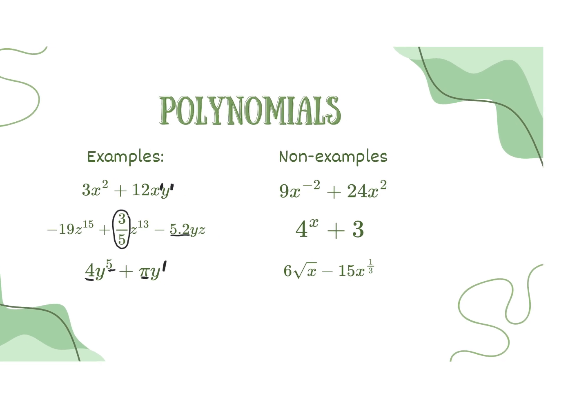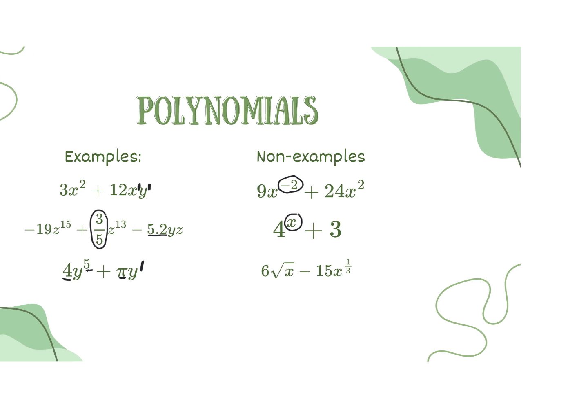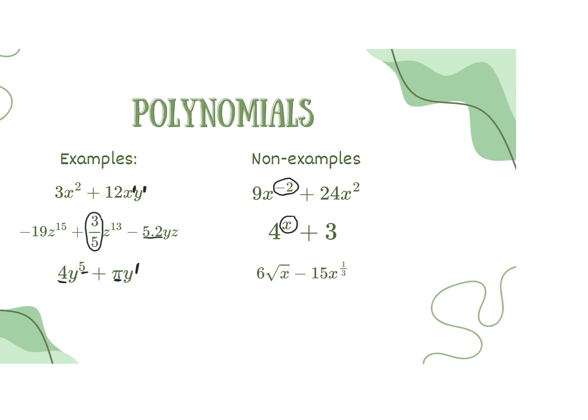Some non-examples are 9x to the negative 2, right? So a negative 2, we can't have a negative in the exponent, and we can't have a variable in the exponent either, right? Any variable in the exponent is another kind of function that we'll talk about much later. But a variable in the exponent is not a polynomial. Another thing that is not a polynomial is if there's a square root, any sort of radical over the variable, right? So square root of x, and then a fraction in the exponent, again, is not a polynomial.